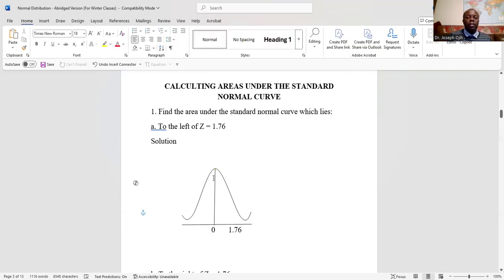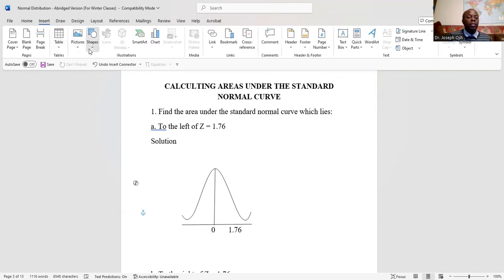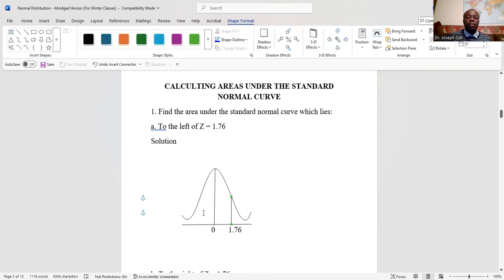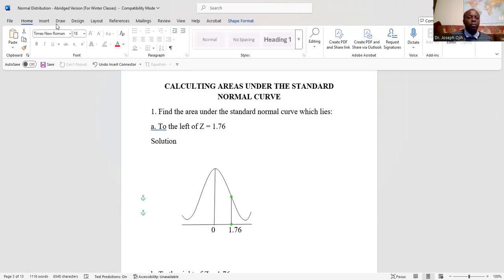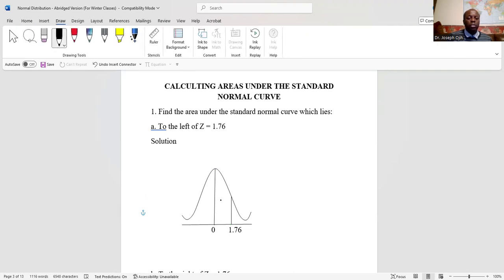Now, next, it says to the left of Z 1.76. So you've got to put a line that represents 1.76. You can put that line right here. Then you say to the left of that. That means you're going to shade the left side of it. So I'm going to shade from here to the left. Okay. To the left. Okay.